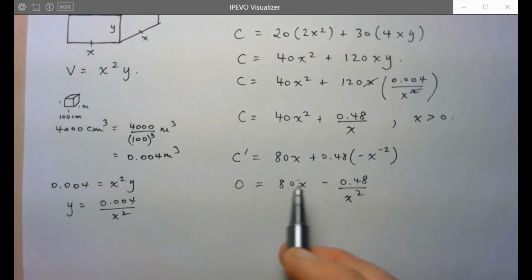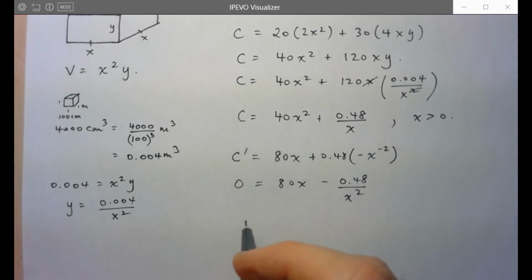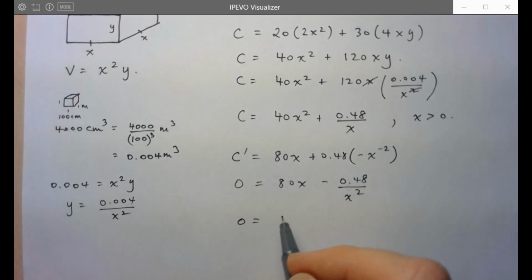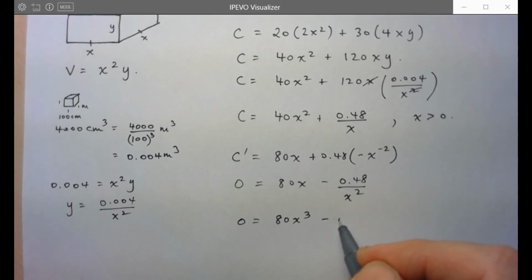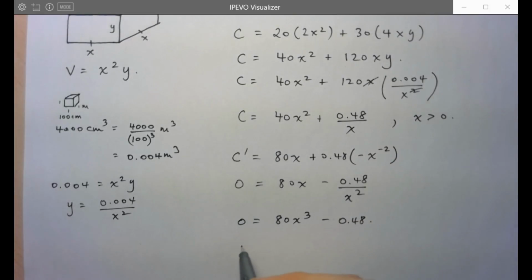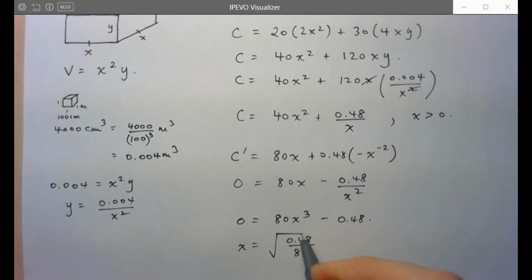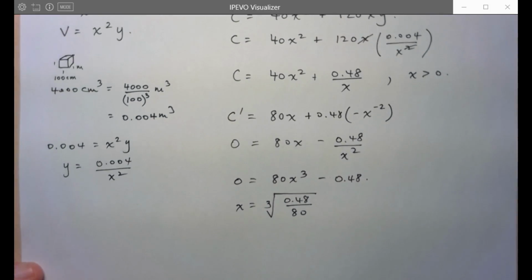So I'm going to multiply both sides of this equation by x squared, so that's just going to be 0, since 0 times x squared is still 0. And so here I'm going to have 80x cubed minus 0.48, and now I can solve for x. So x is just going to be equal to, well, I'm going to have 0.48 divided by 80, all right? And then I'm going to take the cube root, and that's going to be my single critical value here.